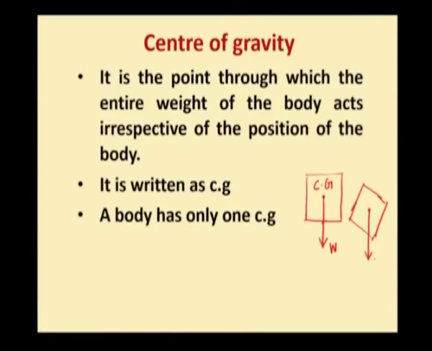So always through the center of gravity of an object, its entire weight will be acting in the downward direction. So it is a point through which the entire weight of the object acts in the downward direction irrespective of its position. Also a body will have only one center of gravity.